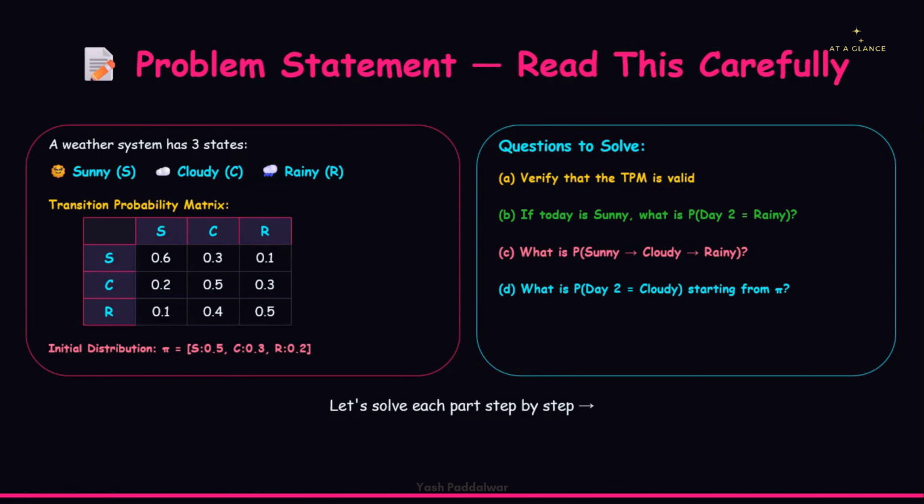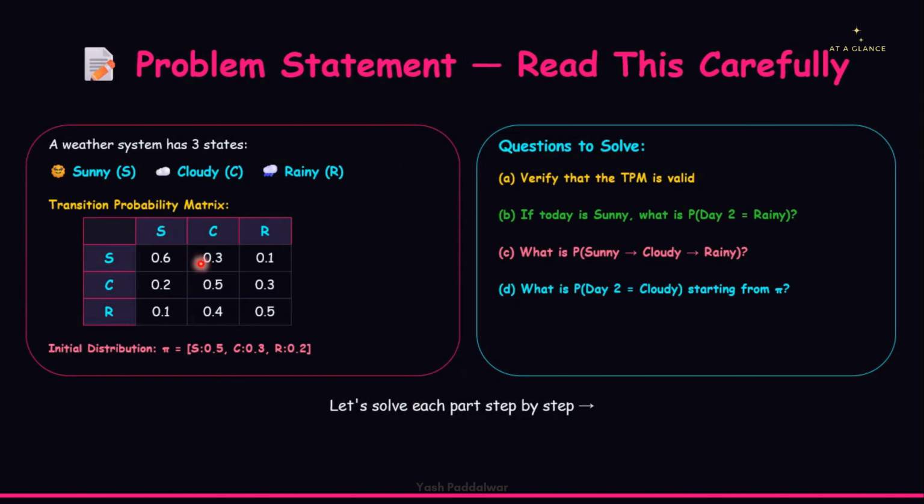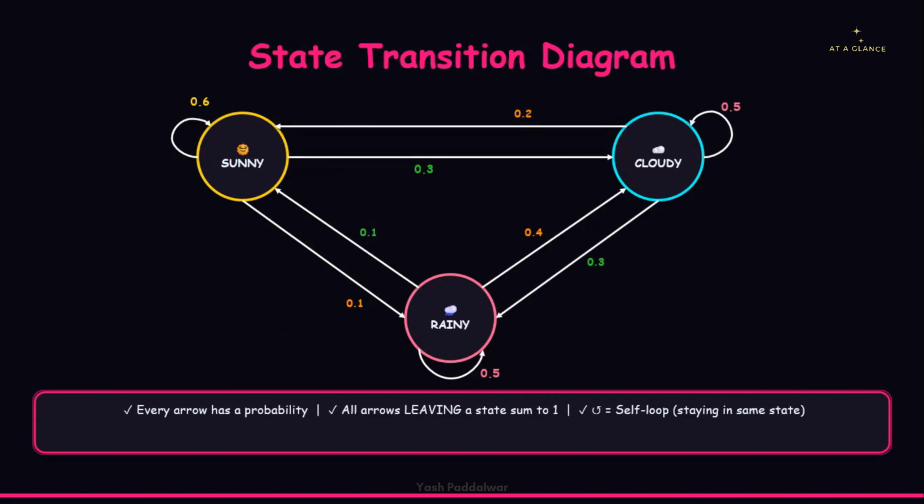Before moving on to the solution of every step, we'll first see the state transition diagram. Based on this transition matrix, we have plotted this state transition diagram. This is how it looks. How to read it? The probability of sunny state to cloudy state is 0.3. The probability of sunny state to rainy state is 0.1. The probability of sunny state to itself is 0.6. Like this, you have to go for every other state. I hope the state transition diagram is clear to you all.